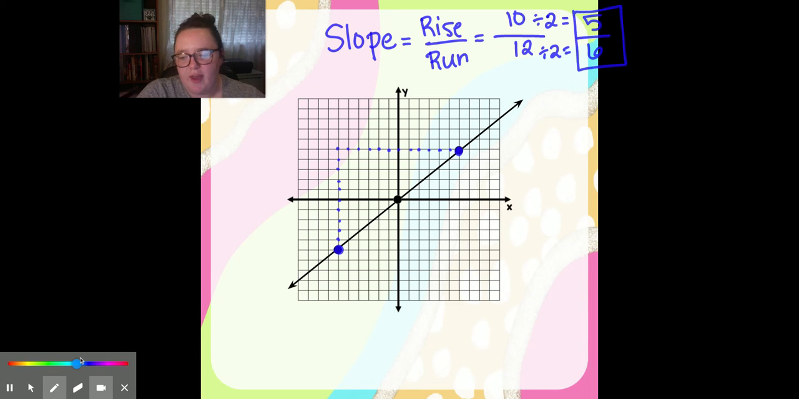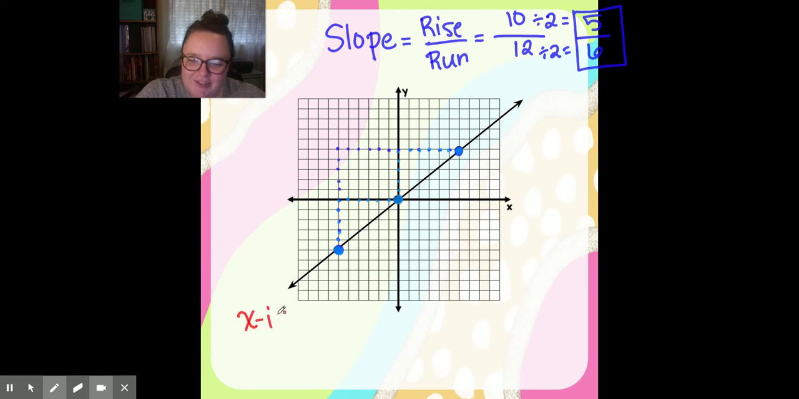If we used 5 over 6 and we started at this bottom point and we rise 5, 1, 2, 3, 4, 5, and we ran 6, 1, 2, 3, 4, 5, 6, it puts us at that point. It puts us at that point, right? Slope works both ways, no matter which point you pick. Rise over run. Okay, and then our last two key features were the x-intercept.